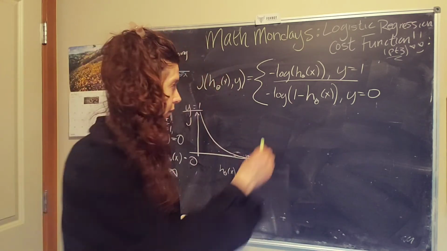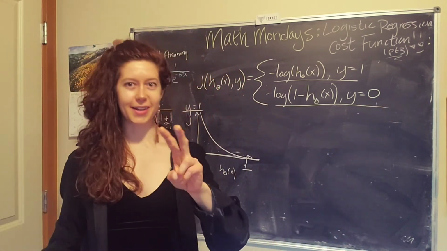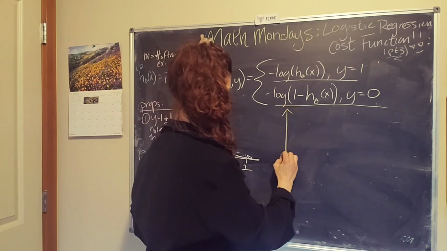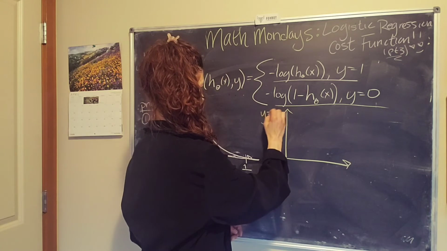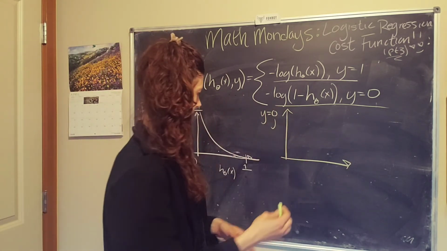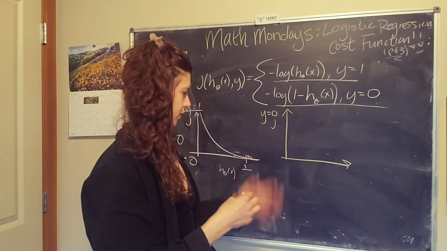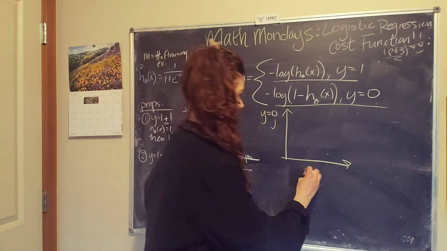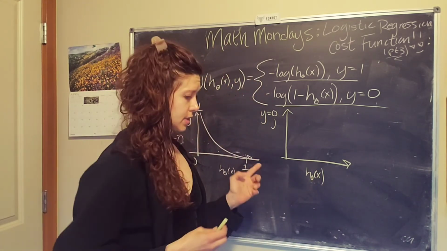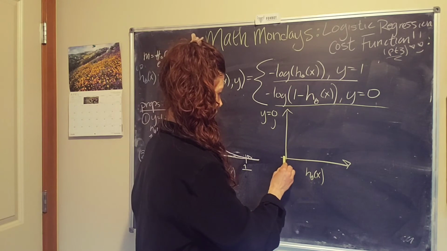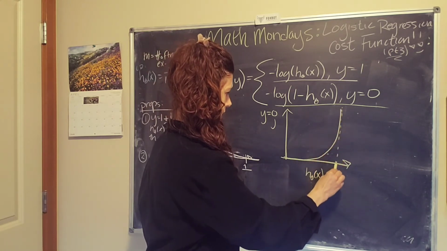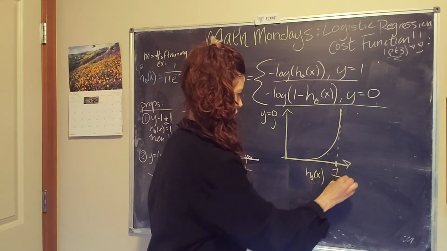Okay, let's look at the other case. So second plot. For this case, we are looking at situations where y equals 0. And again, same type of plot. We have the cost function on the vertical axis and our hypothesis function on the horizontal axis. But in this case, our cost function is going to look like this. We have this asymptote here, and this point is 1.